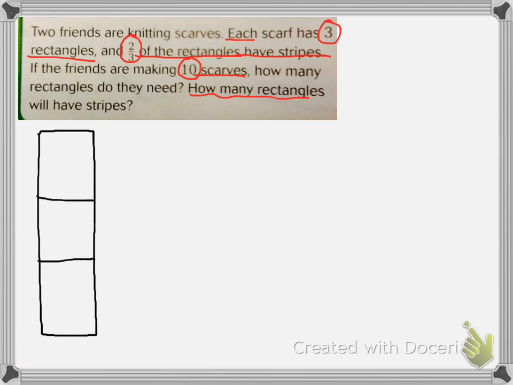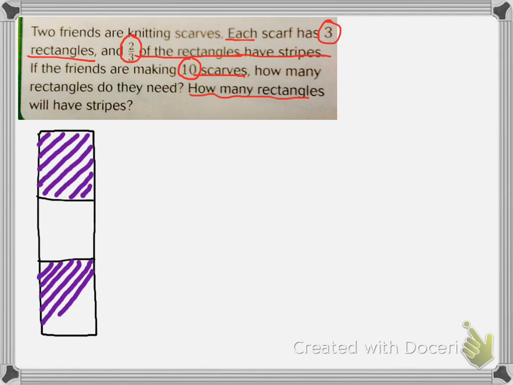So let's get some stripes in here. Let's make it pretty. Oh, purple. Let's make the end ones stripes. 2/3. If I was making a design, I wouldn't put 2 and then the last one blank. I might have the 2 end ones striped.